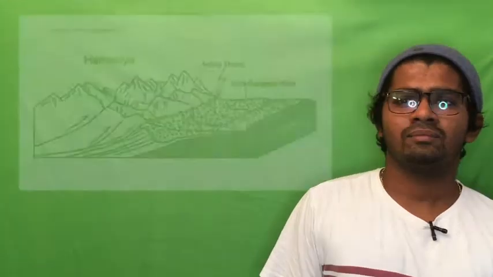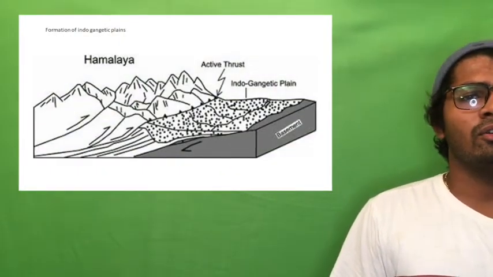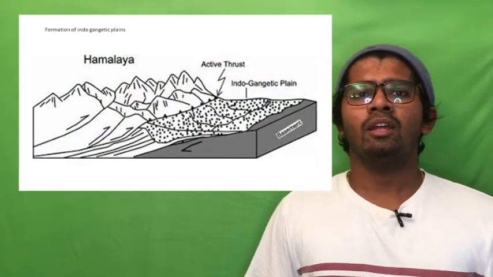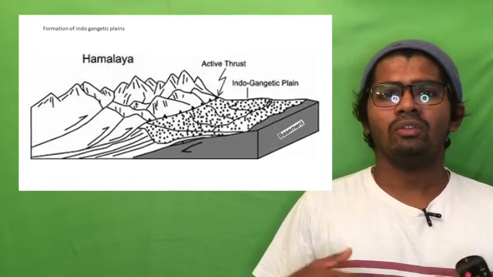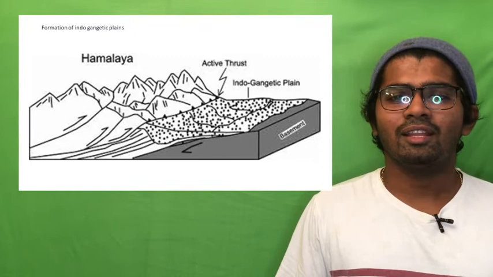Hello students, today we will be learning about Indian major divisions part 2. In that part we will be discussing the Indo-Gangetic plains. So in this photo you can see how the Indo-Gangetic plains are created and how they are formed. They are not created but they are formed.